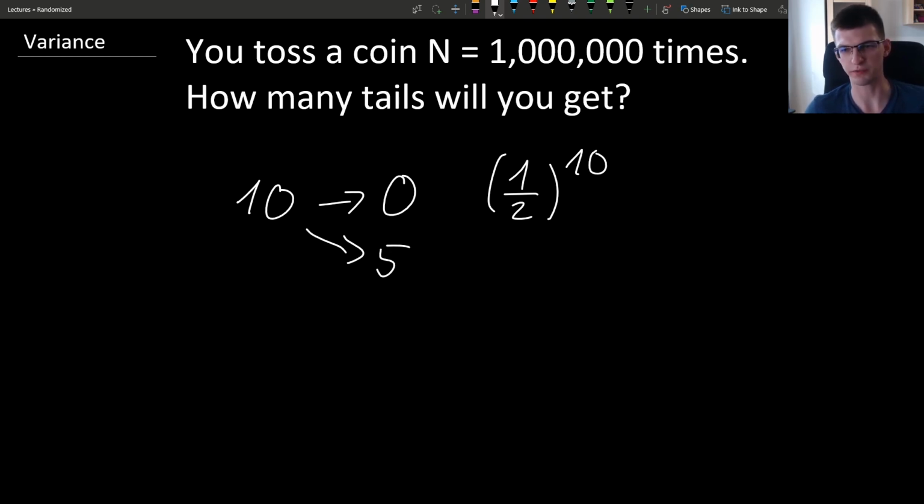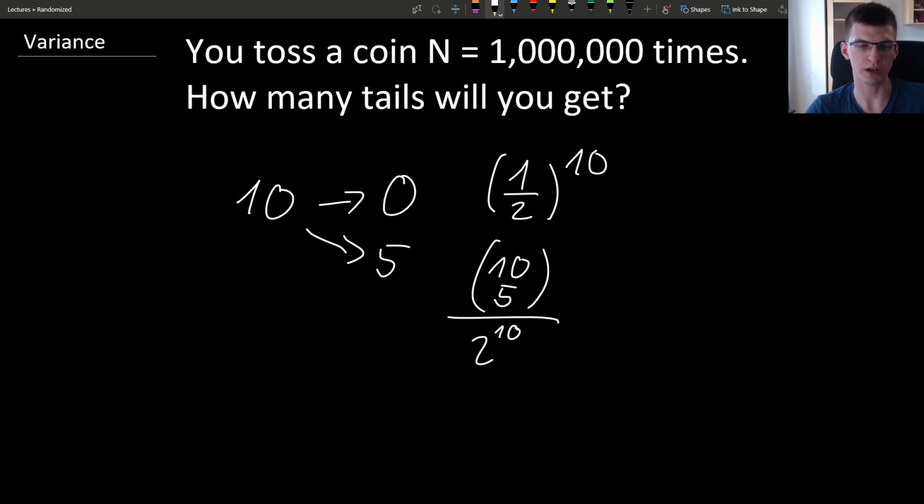Here there is some math formula for that, which is 10 choose 5, this is a binomial coefficient, divided by 2 power 10. I don't know this value exactly, I would guess it's around 1/3, maybe 1/4, 1/5, something like that. There are 11 possibilities, and this is the most likely of them, because most often we are exactly in the middle.